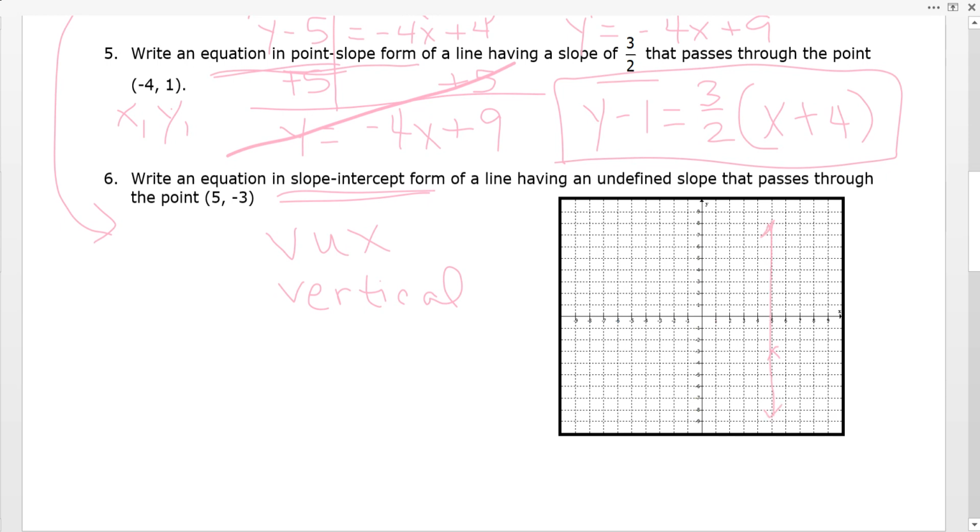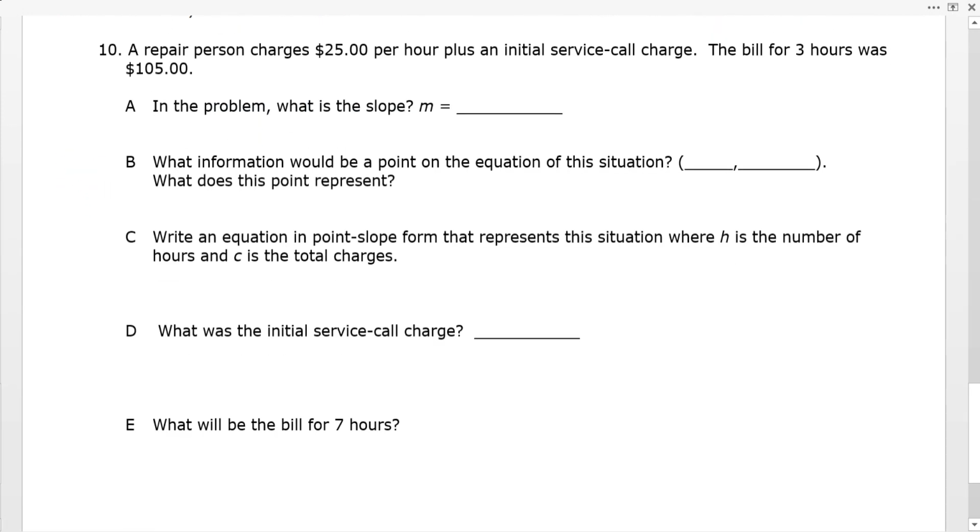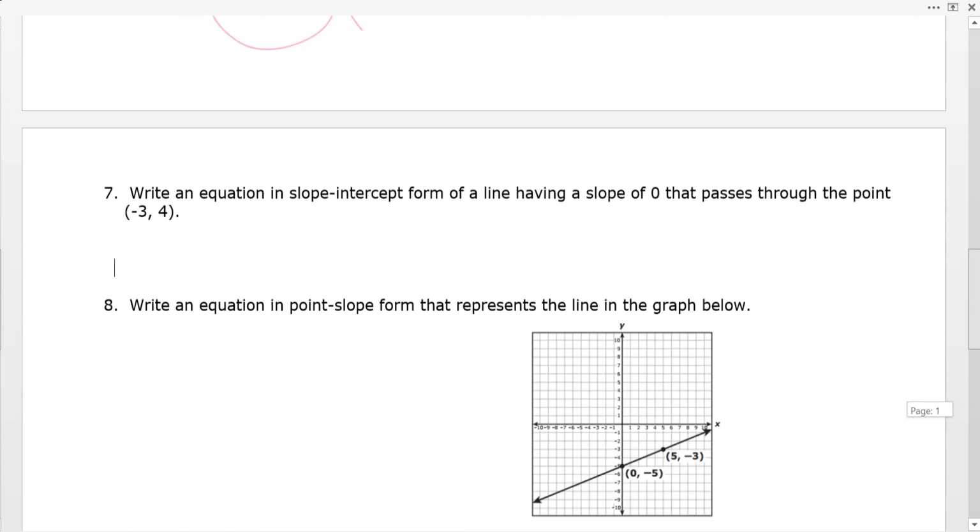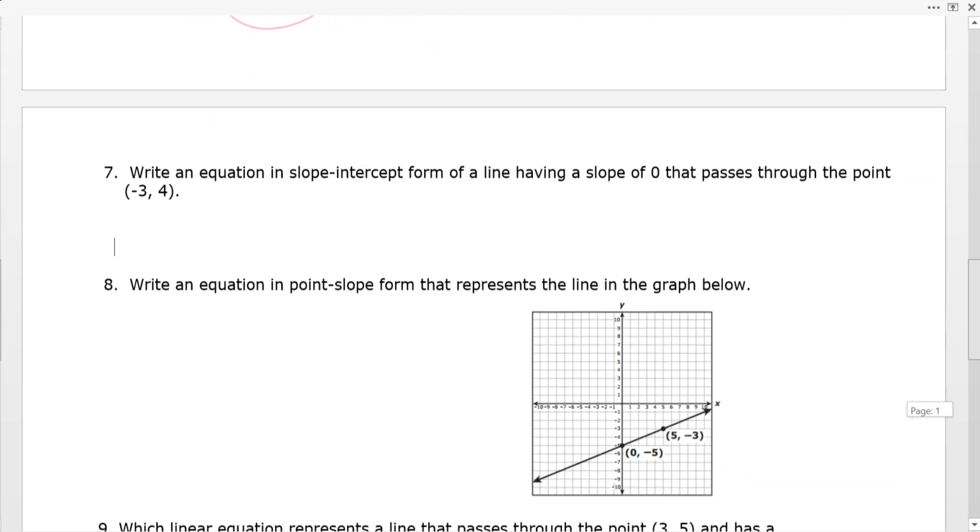Doesn't really matter what form it asks me to be in, because vertical lines are simply x equals. So I have x equals, I can take my x from there. x equals 5 is the equation for the line. Alrighty. Okay.